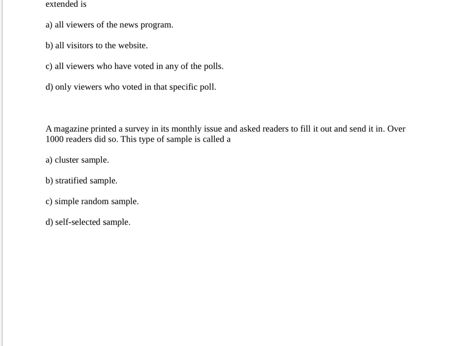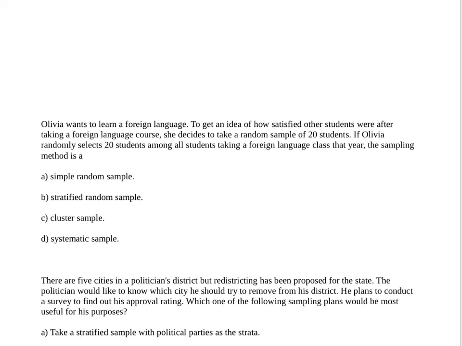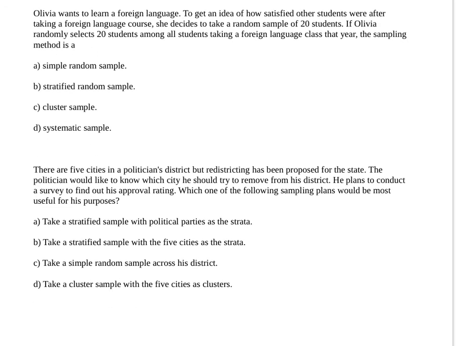Let's move on. Alright. Olivia wants to learn a foreign language. To get an idea of how satisfied other students were after taking a foreign language course, she decides to take a simple random sample of 20 students. Oh, I'm sorry, not a simple random sample. She decides to take a random sample of 20 students. If Olivia randomly selects 20 students among all students taking a foreign language class that year, the sampling method is a... Oh, well, there you go, I gave it away.